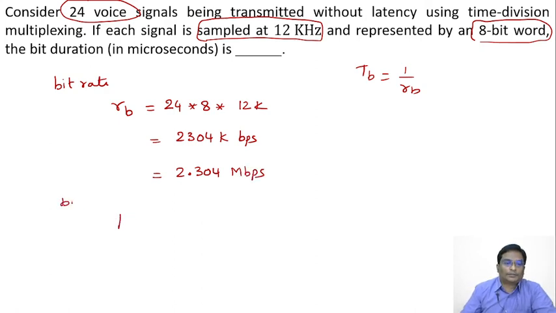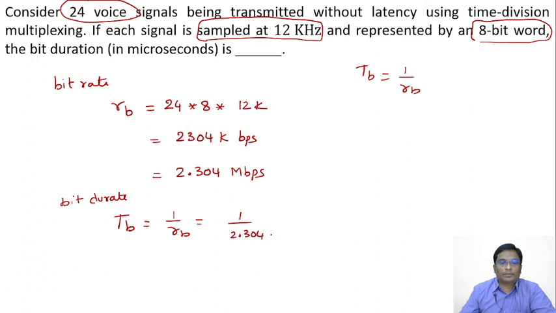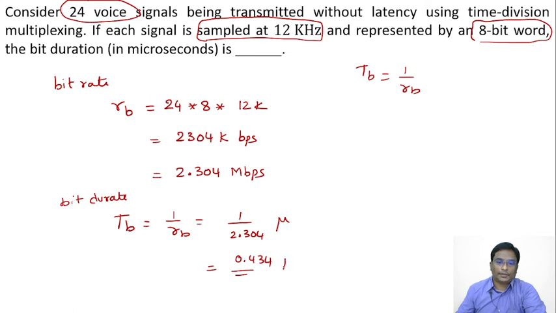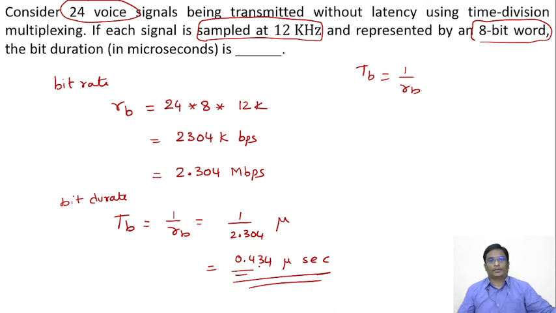Then the bit duration TB is nothing but 1 by RB, or 1 by 2.304 mega. Mega, when it goes from the denominator to the numerator, becomes micro. Calculate 1 by 2.304 with your calculator. The value is 0.434 microseconds, which is the right answer. Okay, next question.